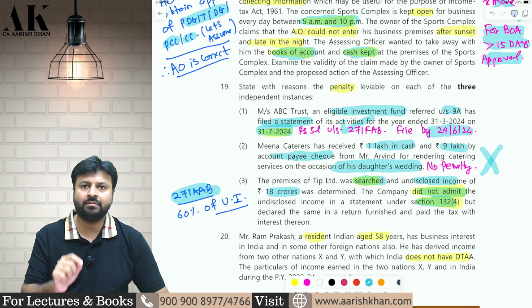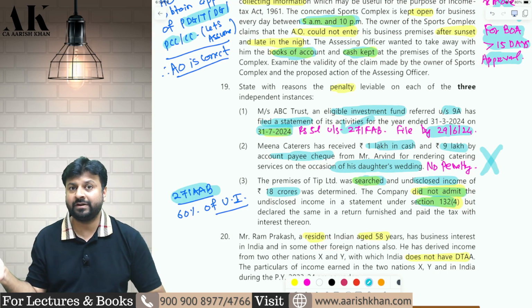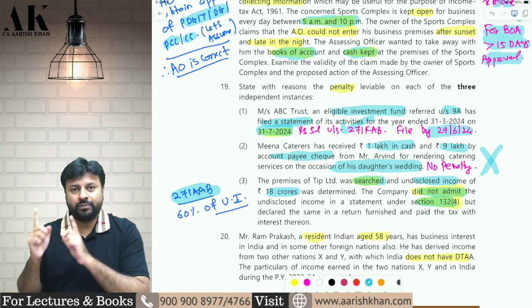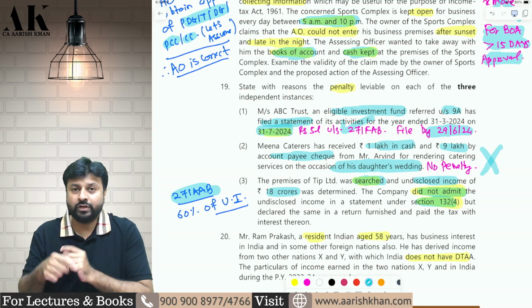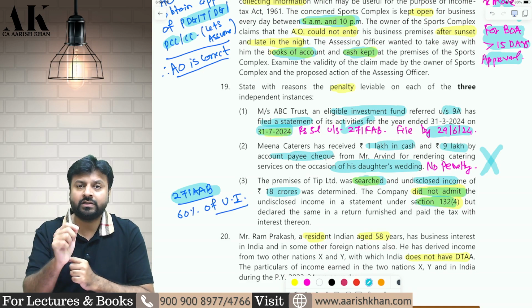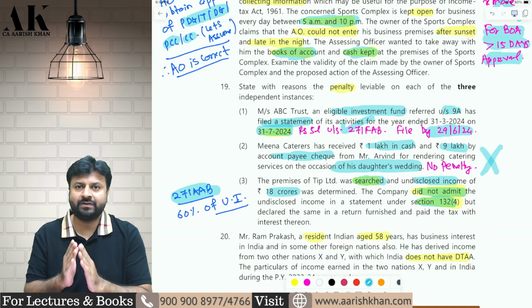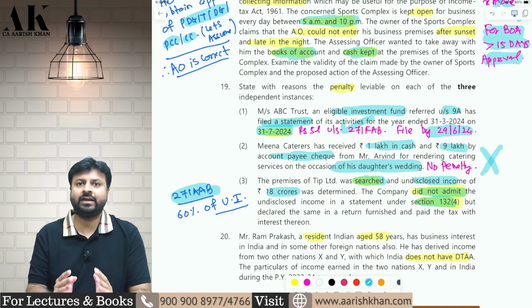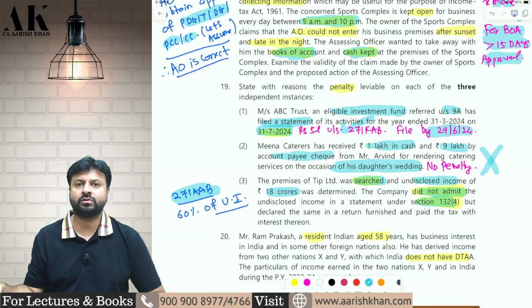If the AO found some income and you say that it belongs to the specified previous year, and if you prove that during the course of search by filing a statement under 132(4), and if you pay the tax before the specified date and file the return before the specified date, if you fulfill all these conditions, then the AO will still impose 30% of undisclosed income as penalty.